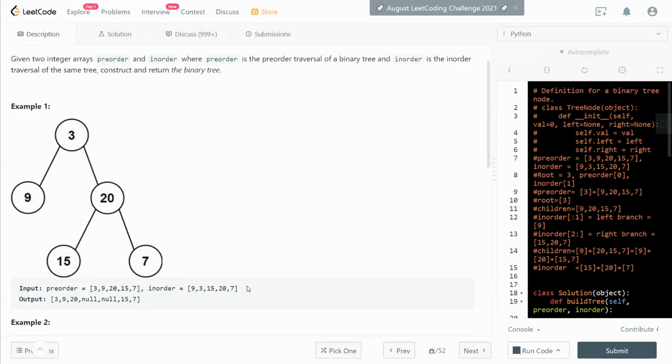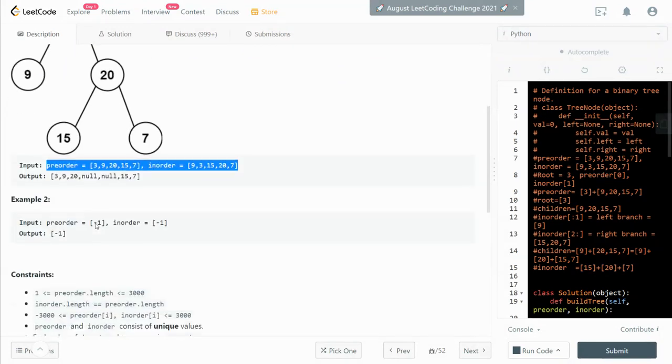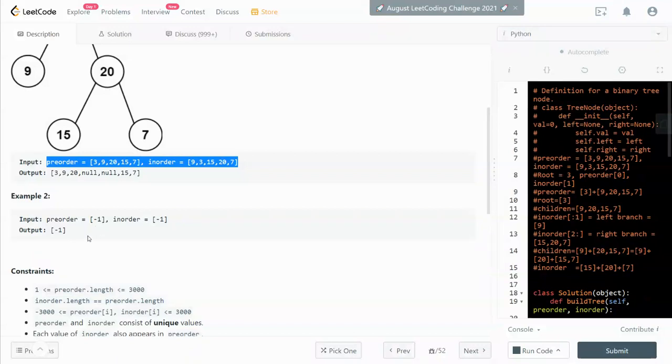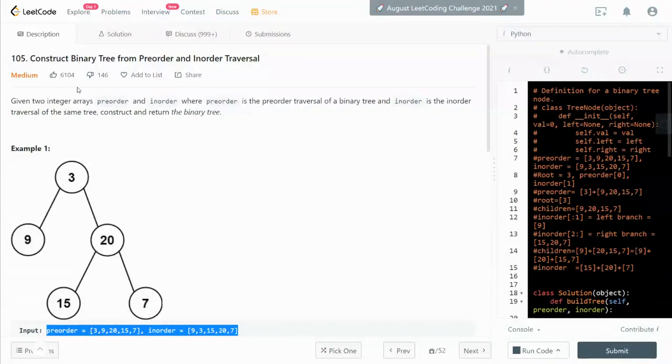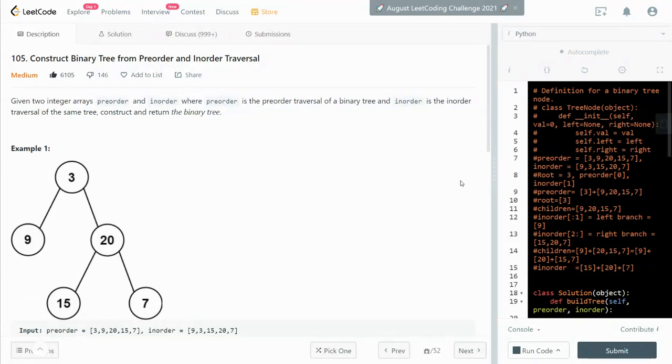And so we are given these two pieces of information, and we need to reconstruct a tree that looks like this. This is a trivial example that has only one node. Of course, the pre-order and the in-order will be the same, since there's only one node. This question was asked by Amazon, Microsoft, and other big names. So it's kind of popular, with more than 6,000 likes. So yeah, let's get started.